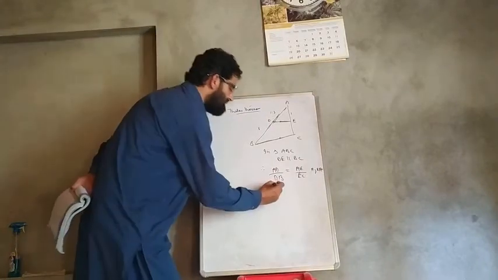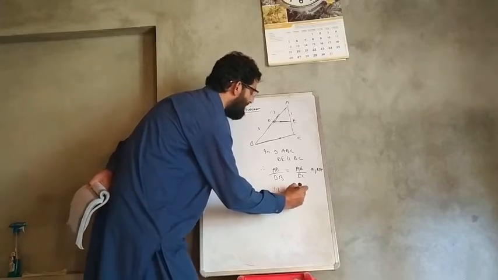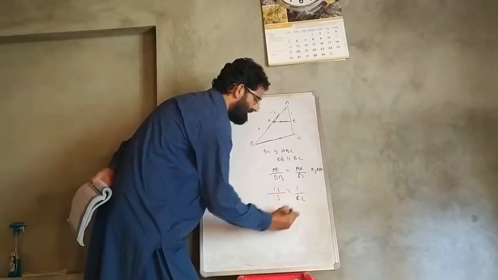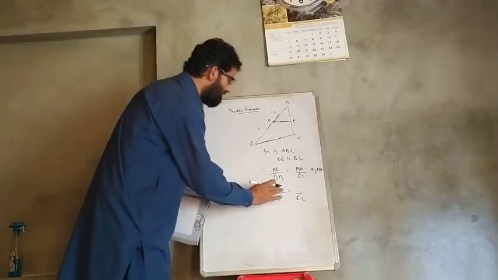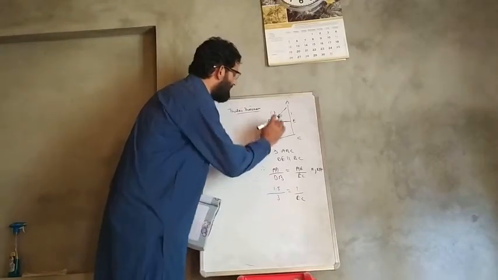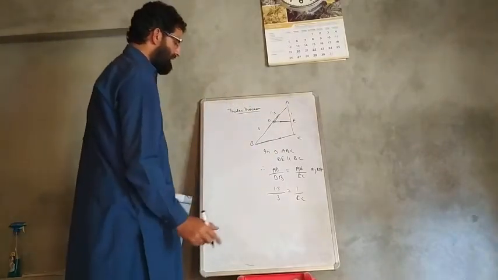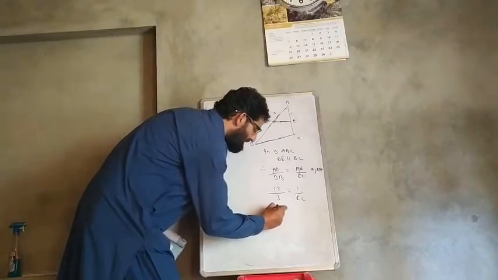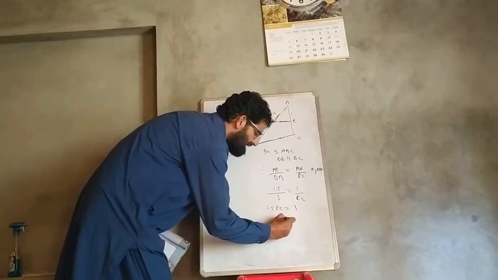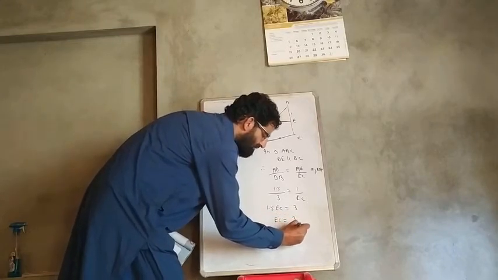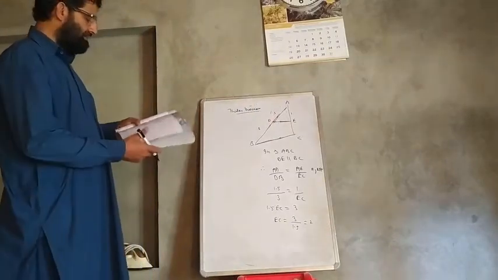Now what is AD? It is 1.3 divided by 3 is equivalent to AE is 1 divided by EC. It's 1.3. Oh, sorry, it is 1.5. It is not 1.3, it's 1.5 here. Now by cross multiplying, 1.5 EC is equivalent to 3. What is EC? It is 3 divided by 1.5 is equivalent to 2. So this is very simple.